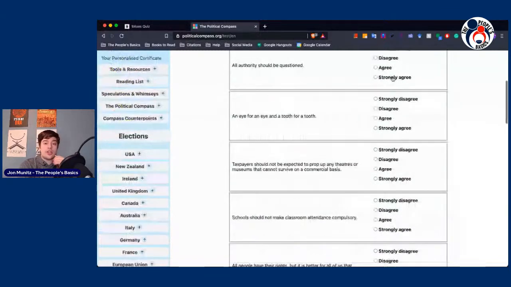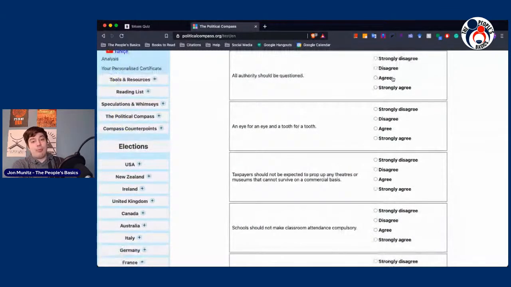Next, all authority should be questioned. Boy, is this a hard one. I'm going to say strongly agree, but I'm going to say that with a caveat. All authority should be questioned, but that doesn't mean that all authority is necessarily lying to us or against us, or is necessarily even wrong. But we should constantly take what we define as truth and the arbiters of truth and challenge them to continually prove that against new claims that might otherwise show problems with their claims.